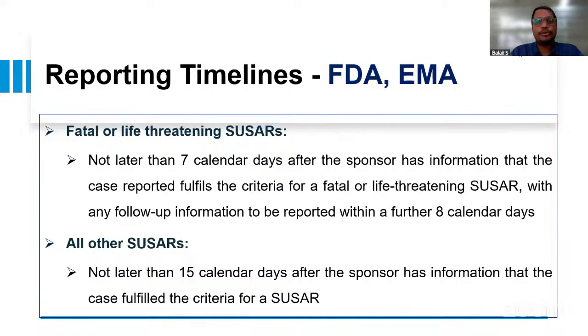Next, moving to the reporting timelines for FDA, EMA, and other regulatory agencies. Any reaction which is fatal or life-threatening, a suspected unexpected serious adverse reaction, should be reported not later than 7 calendar days. I think you all know the difference between calendar days and working days. Calendar days are inclusive of all government holidays, all weekends, and any holidays that come in between. That is all inclusive. Whereas working days are those where weekends are removed and government holidays are not considered. That is the difference. So here it is calendar days after the sponsor has information that the reported case fulfills the criteria for a fatal or life-threatening reaction.